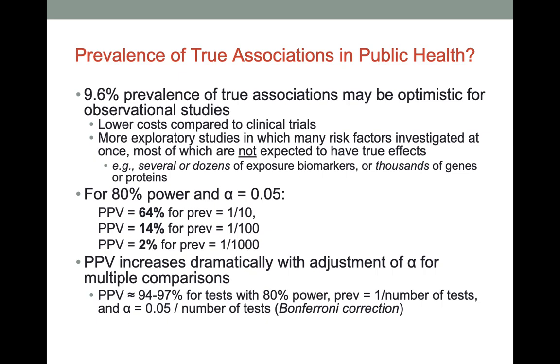It's important to understand now, if we think back at our formula for positive predictive value, that it increases dramatically with adjustment of alpha for multiple comparisons. So this is a technique we haven't talked about yet in this class, but there are methods for accounting for when you're doing many hypothesis tests at once. And these are probably the easiest thing you can do to address the reproducibility crisis as a researcher, as a scientist: to adjust alpha to account for how many tests you're running.